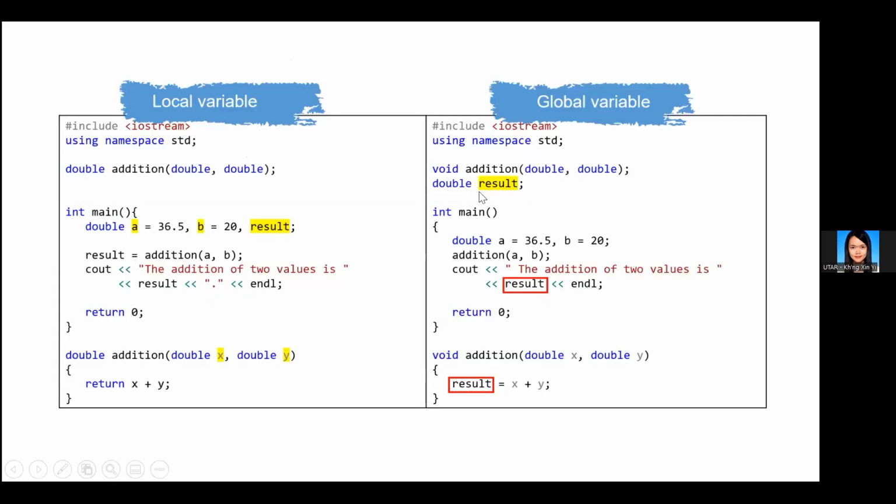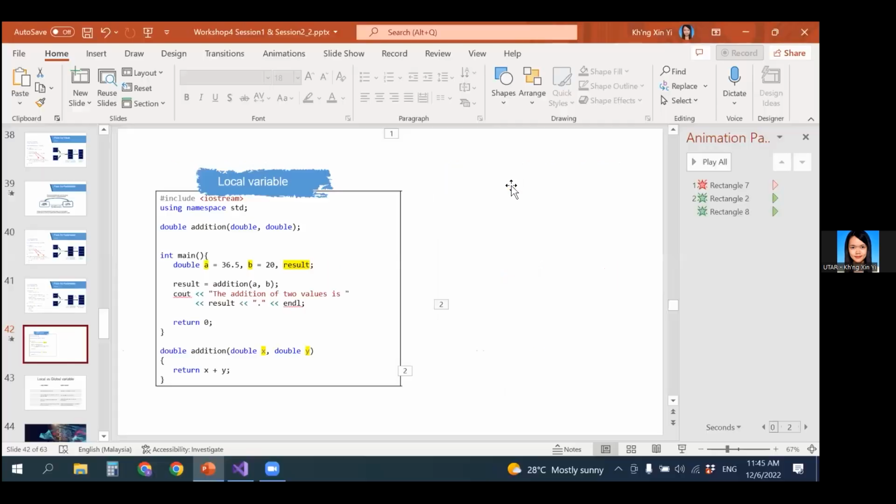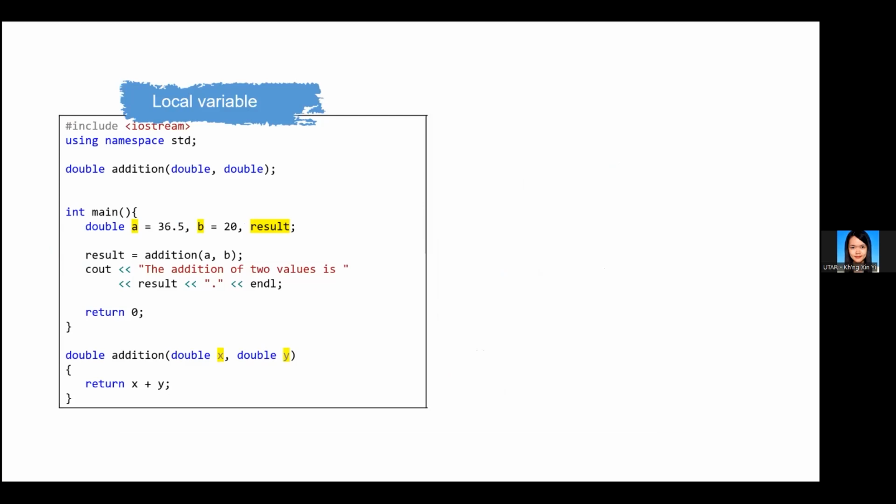So if let's say you have declared the result as the global variable, only when you close the whole program, you terminate the whole program, then only the variable is going to be destroyed. All right. So that's the difference between the local and global variable.